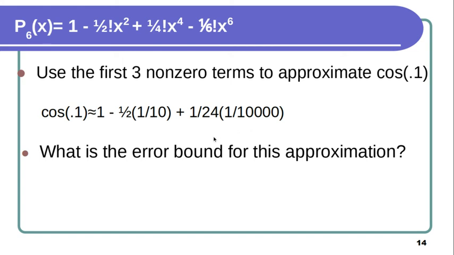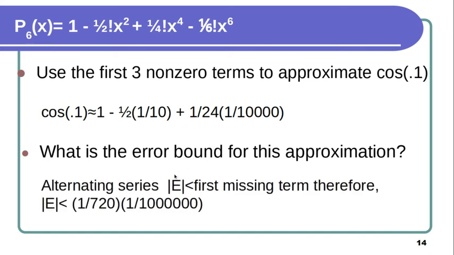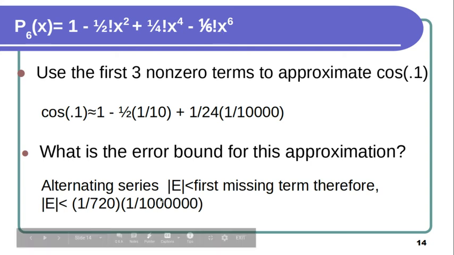And then when it asks about the error bound, since this is an alternating series, the biggest error has to be less than the first missing term. Therefore, our error has to be less than 1 over 6 factorial x to the 6th, and we can replace x with the 1 over 10. So 1/10 to the 6th would be 1 over 1 million times 1 over 720. Right? And the sign is irrelevant because we're doing absolute value. All right, hope this helps, and I will check your answer to your AP question today.